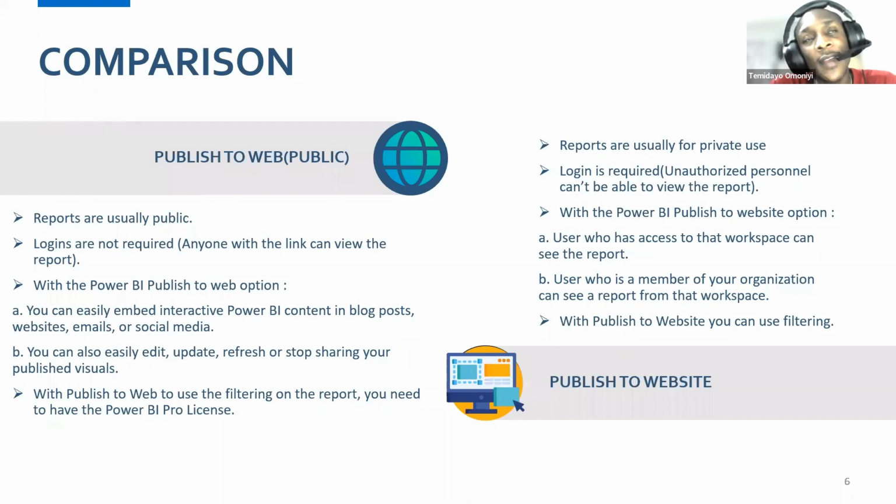So that's why, if you're publishing to the web or public, Microsoft will always give you a warning sign: are you sure you want to publish to the web? It's just for security purposes. Most times, you won't publish things like your company's information or your marketing data to the web for everyone to see. Always make sure you know what you want to publish.